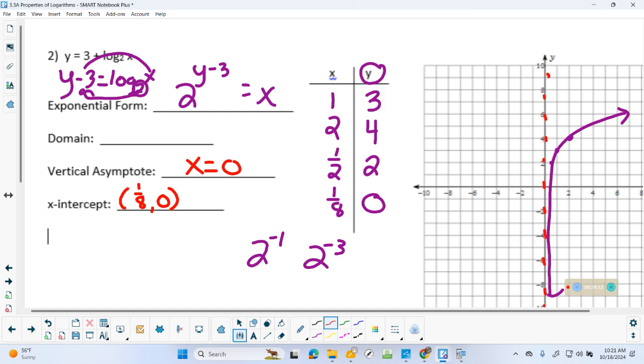Okay, domain, left to right. So we're above 0, so I'm going to say all real numbers, x is greater than 0. Or, of course, some of you like that interval notation, which is fine too, if you like that. So any questions on that? Okay, so hang on to this, of course.